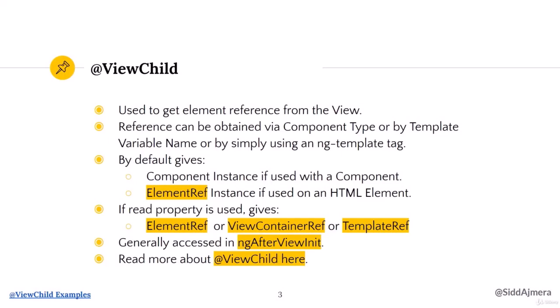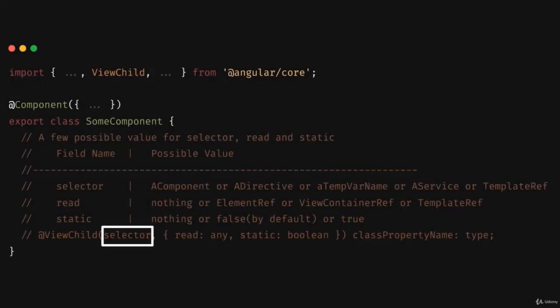Now you can obtain references via different things, and these different things are the selector that I was talking about, which is this property right here. This selector can be anything like a component class, a directive class, a template variable, a service, or a template reference. Now we won't be talking about services just yet because that is something that we will be discussing as a part of a later section in this course. But let's see how we can specify a selector with other different things like a component class or a template variable name or template reference.